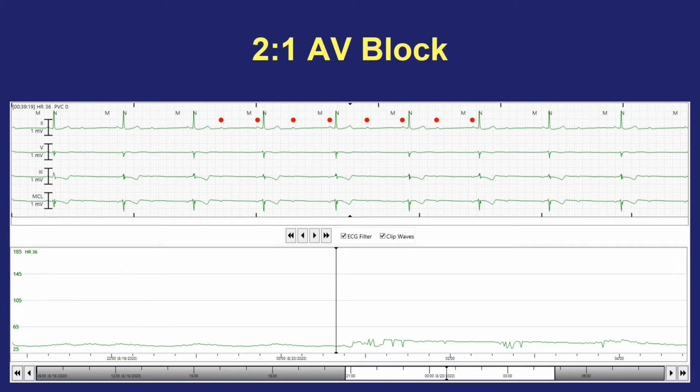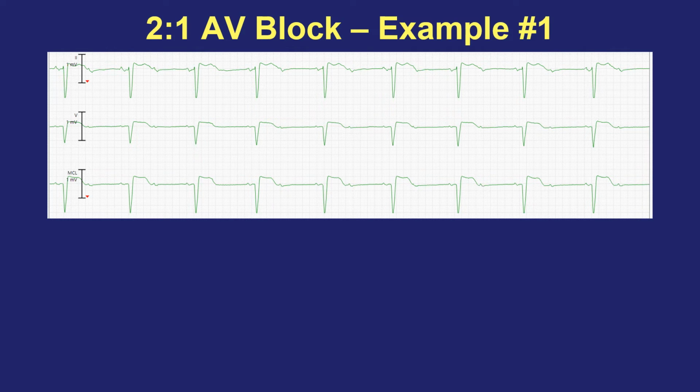One of them is to go on telemetry and find another place where the heart rate is different, hopefully faster, because if the heart rate is faster, that suggests that you may have a pattern other than 2-to-1. So go click on that part of the telemetry and see if you can find 2 adjacent PR intervals that exist, 2 beats in a row that conduct, so that you can now compare PR interval before and after the blocked beat. Here's an example of a patient with 2-to-1 block.